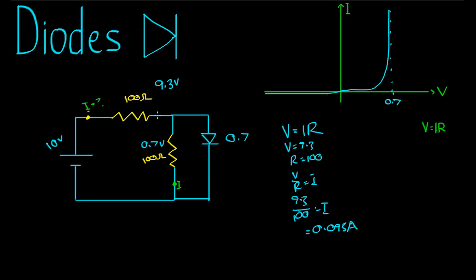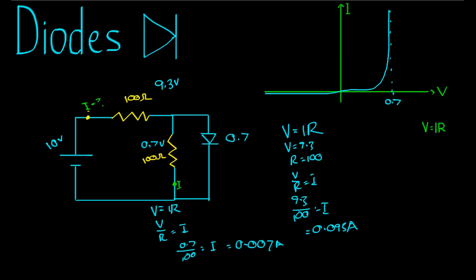We expect that current to split up down one of those two paths. And the amount of current here, using our common sense, is going to be less than 0.093. Let's use Ohm's law here. V equals IR, V on R equals I, 0.7 on 100 equals I, which is equal to 0.007 amps. And there is indeed less current flowing through here than here.